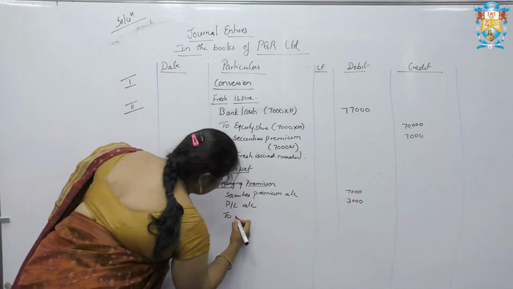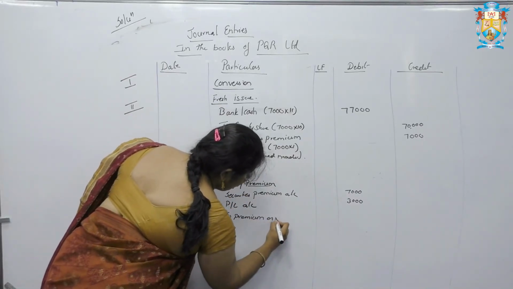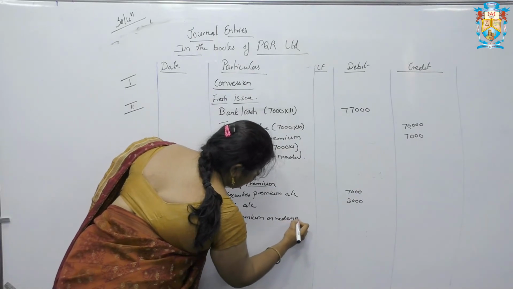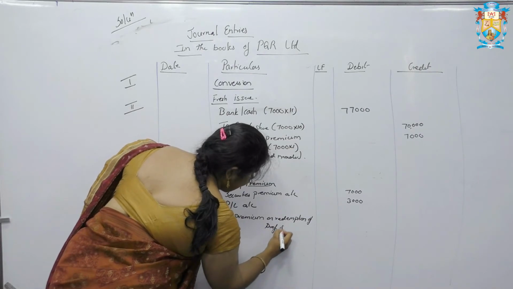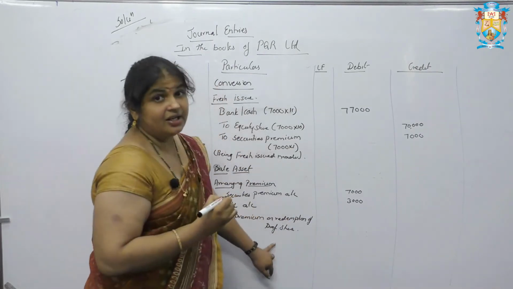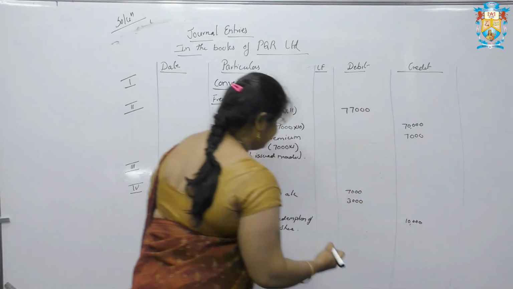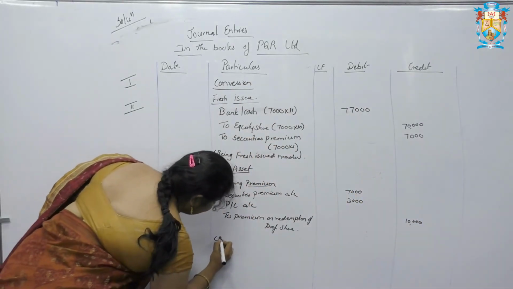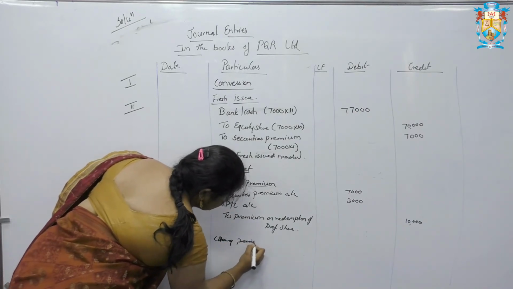So now what is the purpose of doing the arrangement? Your purpose is premium on redemption of preference shares. This is the purpose. Credit the purpose. What is the total money? Total money is 10,000. Write the narration, being premium amount is arranged.